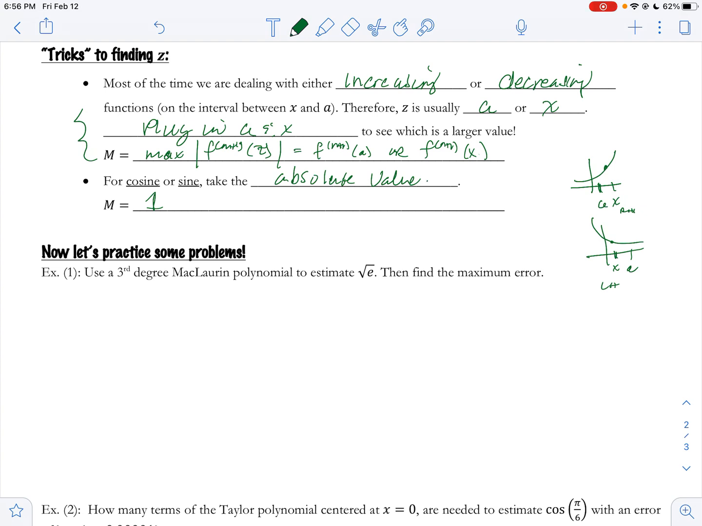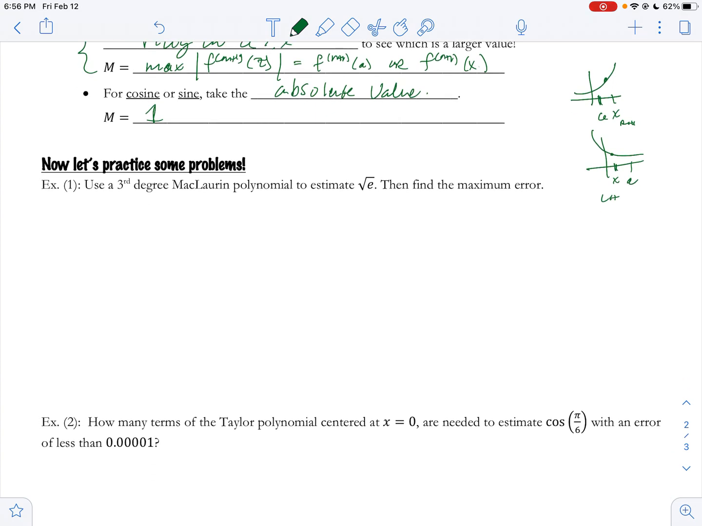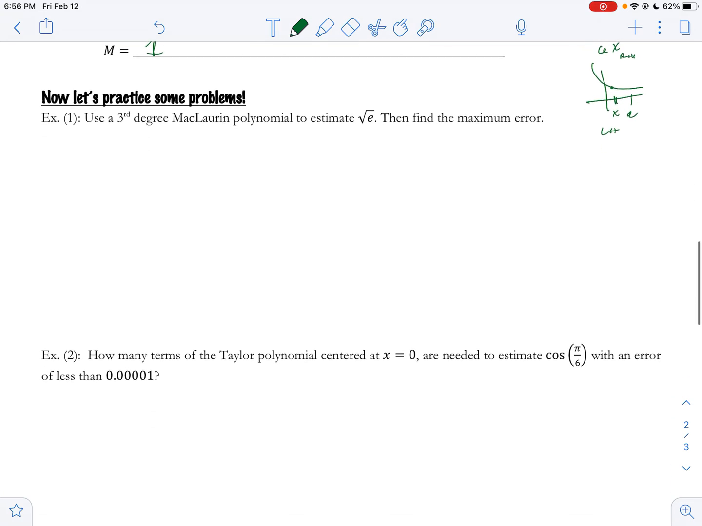Okay, so now let's practice some problems. Example 1 says use a 3rd degree Maclaurin polynomial. So that means our a is equal to 0, to estimate the square root of e. That's e to the 1/2, which means our x is equal to 1/2. And then we want to find the maximum error. So we want a 3rd degree polynomial.